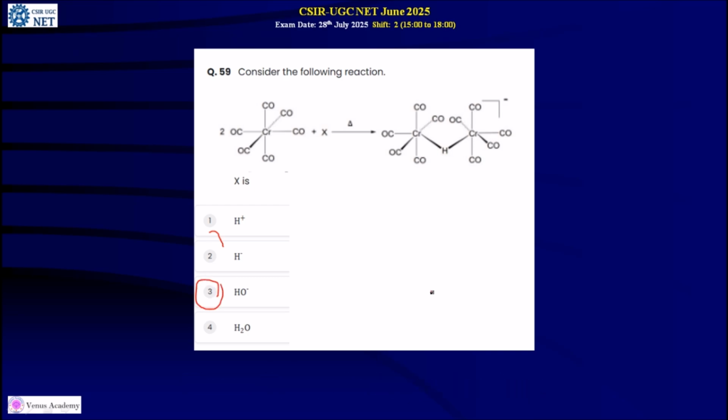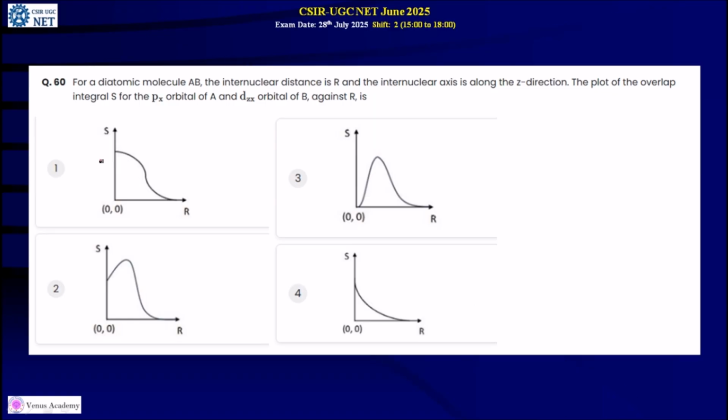Next, for a diatomic molecule AB, the internuclear distance is R and the internuclear axis is along the Z direction. The plot of the overlap integral S for the px orbital of A and dzx orbital of B against R is option number 4, the correct option, students.